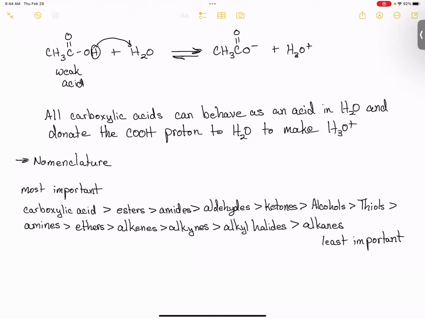Now, if you have an ester and an amide, you're probably not going to have a carboxylic acid anymore. So the ester or the amide is going to be the most important one, followed by everybody else. So this is the actual order of importance with respect to who you are going to name as the parent chain.